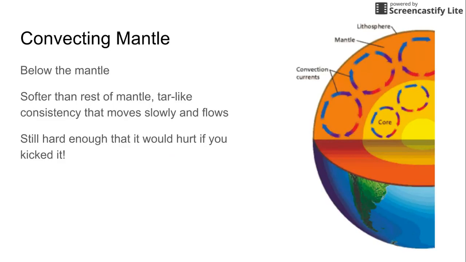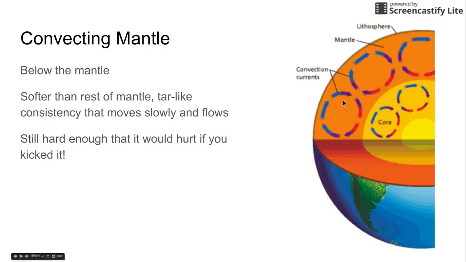Underneath the crust, we have a convecting mantle. What this means is that there are convection currents going on within the mantle due to the differences in temperature once you get closer to the core or closer to the crust. So it's softer than the rest of the mantle, and it has a tar-like consistency so that it moves slowly and flows. It's still a really hard material, and it would still hurt if you were to kick it.